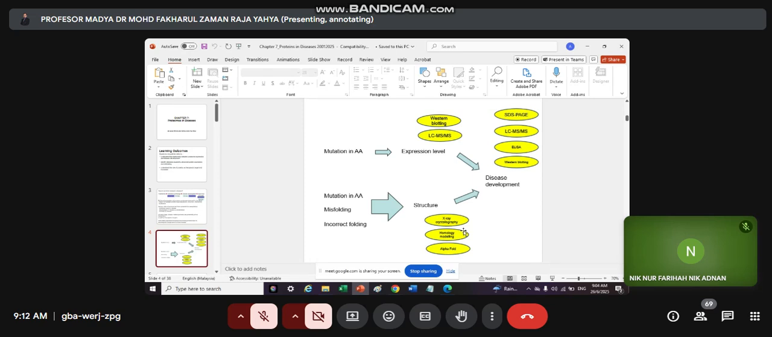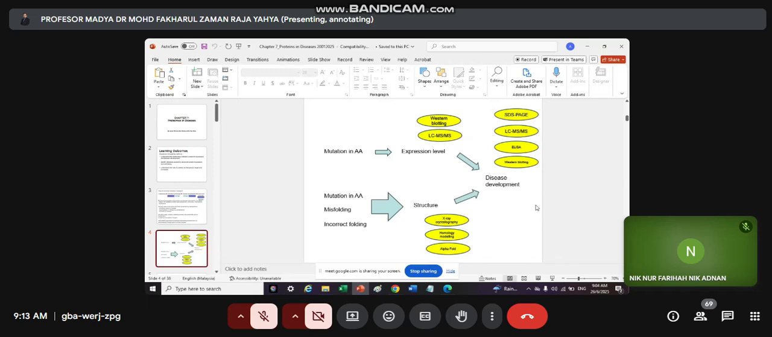It requires the use of high-end instrument to correctly determine the protein structure. Both approaches, experimental and computational approaches, can be used to study the protein structure during disease.